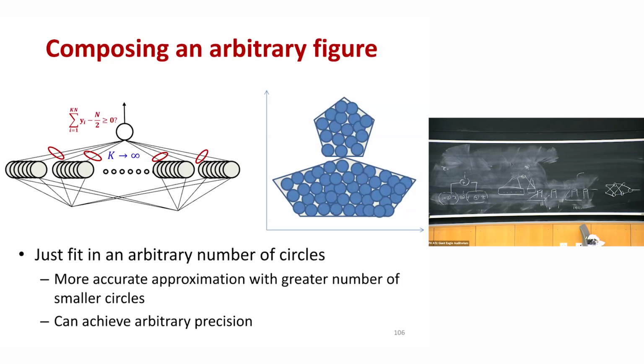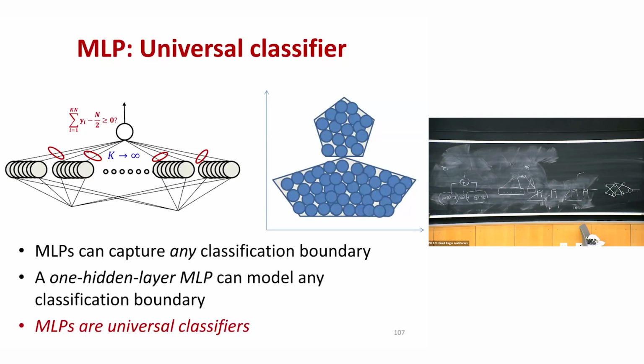Right? And so MLPs can capture any classification boundary. A one hidden layer MLP can model any boundary, which means that MLPs are universal classifiers, meaning you give me a boundary, you give me an error, I can compose an MLP that gives you that boundary with error below whatever you want. And moreover, I can do this with just one hidden layer.